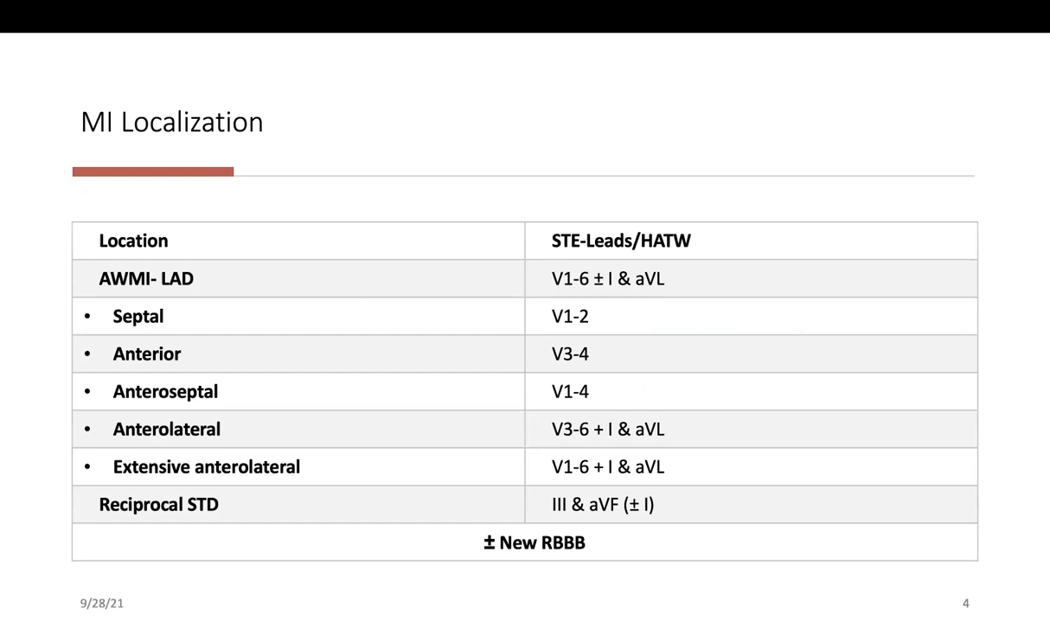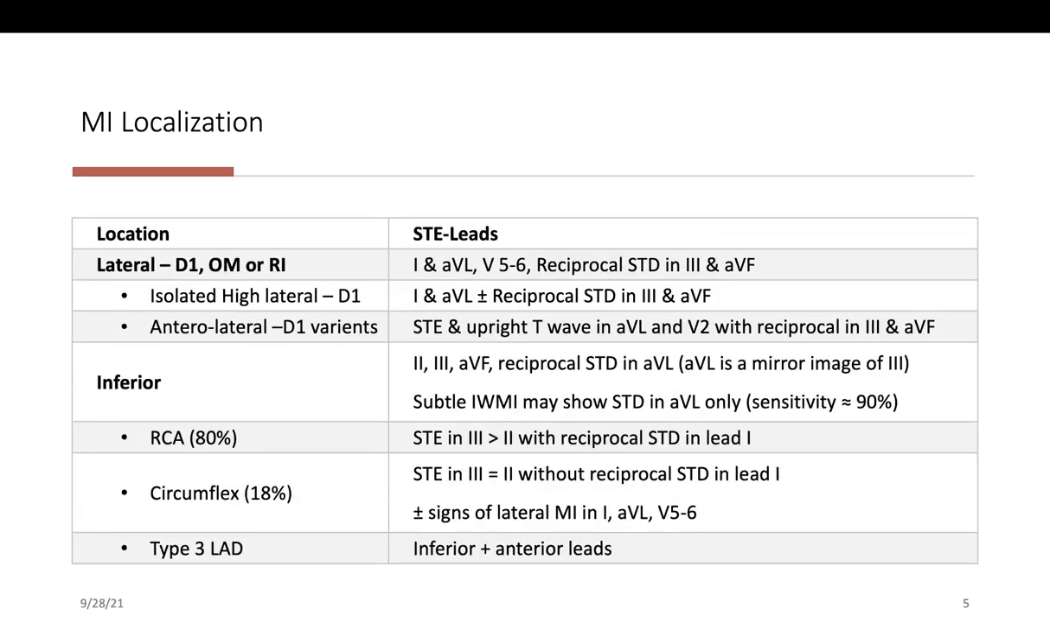The localization of acute MI: if it's anterior, it depends on V1, V2 is septal, V3-4 anterior, anteroseptal from V1 to V4, anterolateral V3 to V6 plus 1 and AVL, and if it's extensive, it involves all the leads from V1 to V6 plus 1 and AVL. And remember that LAD occlusion may present like bundle branch block with anterior fascicular block.